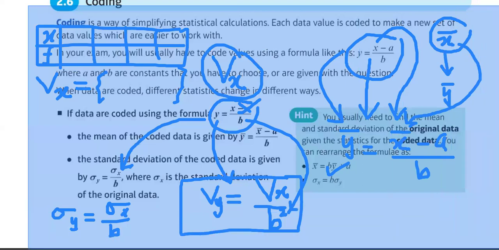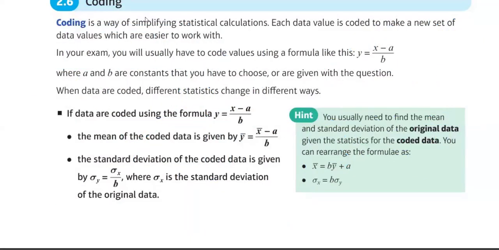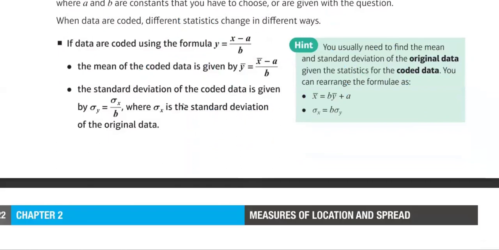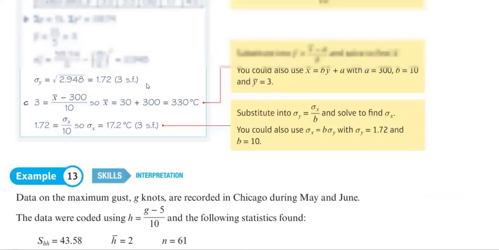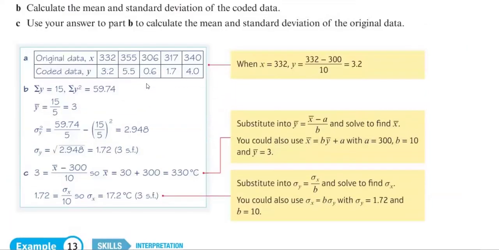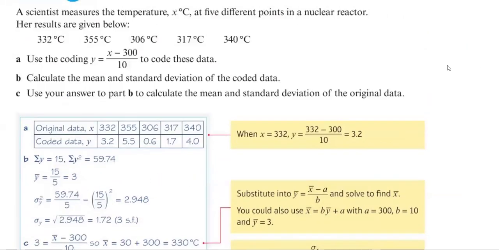I can do another example for you. You square the b value for variance, but you don't square it for standard deviation. Squaring is only for variance. Okay. We can do some examples for this type of thing.